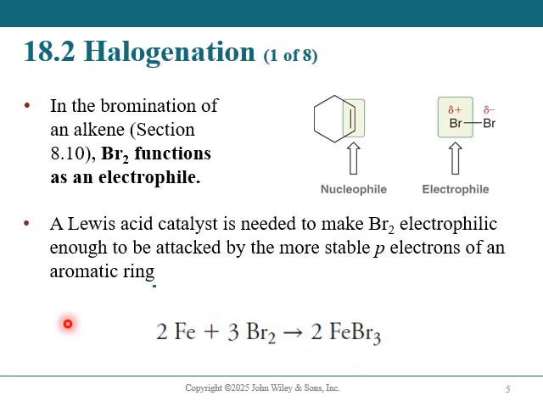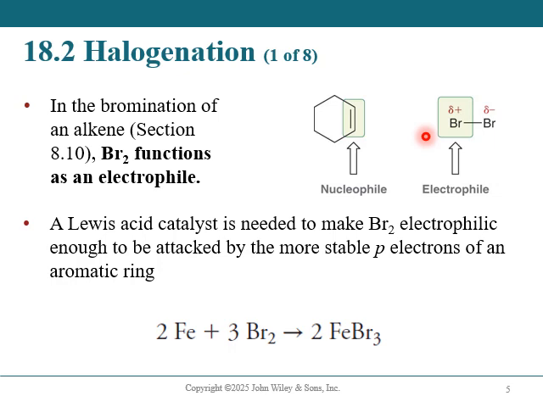Let's talk a little bit about halogenation. In the bromination of an alkene, bromine functions as an electrophile. We call it an electrophile because even though the species is considered nonpolar, it does have that London dispersion factor that gives it some slight positive, slight negative, short-lived polarity, and that is enough for it to behave as an electrophile. Electrophile, electron loving, right? So that means that it is positively charged.